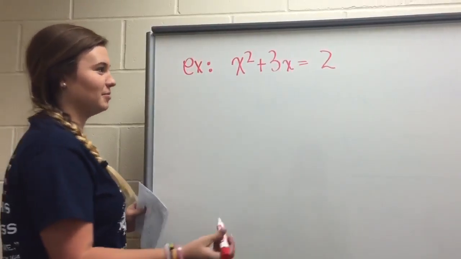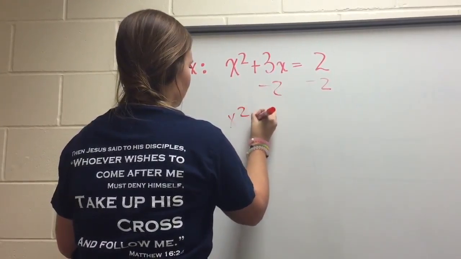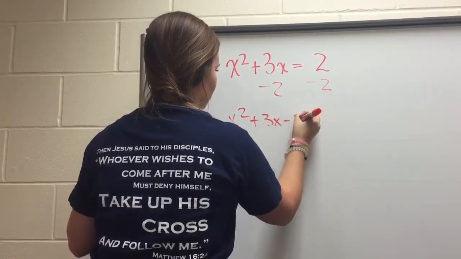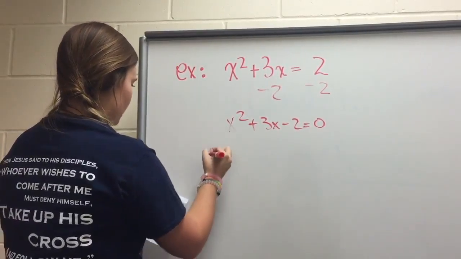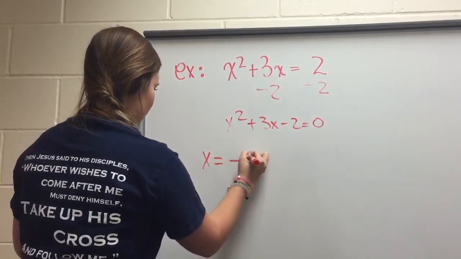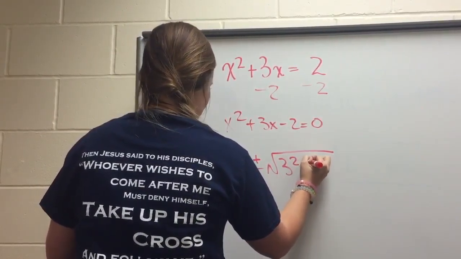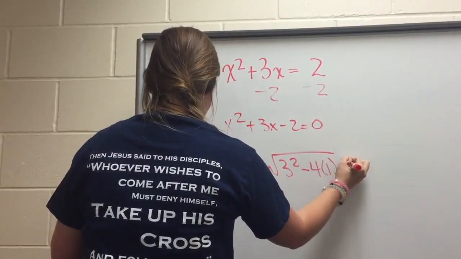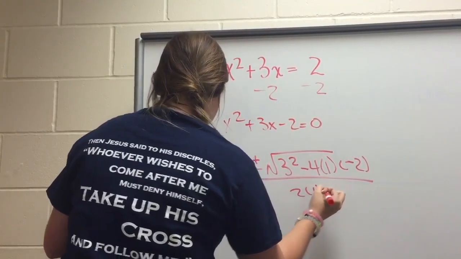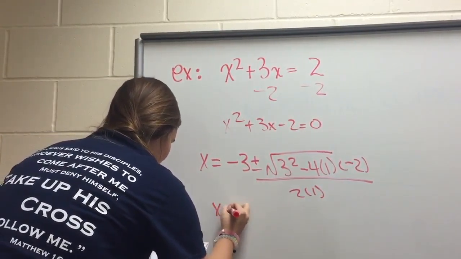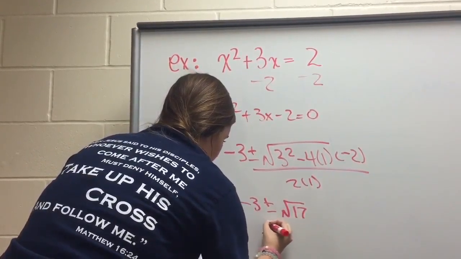Here's an example problem. You subtract both sides by 2, which gives you x squared plus 3x minus 2 equals 0. Then you plug these terms into the quadratic formula, which gives you x equals negative 3 plus or minus the square root of 3 squared minus 4 times 1 times negative 2, over 2 times 1, which then gives you x equals negative 3 plus or minus the square root of 17 over 2.